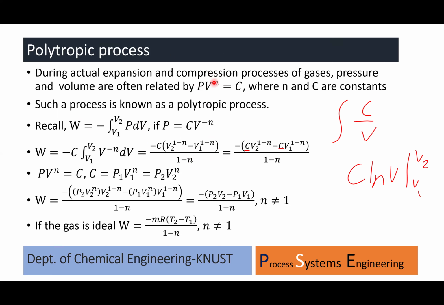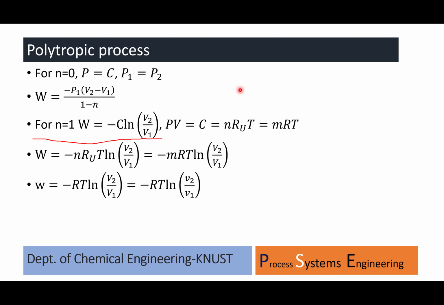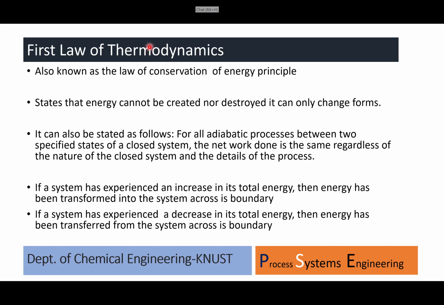So if n is infinity, then it means that v is going to be a very large value. It's going to be so large that p can be neglected. So then our v term becomes the constant. So it's going to be a constant volume process. So it's just one thing that you can keep in mind.